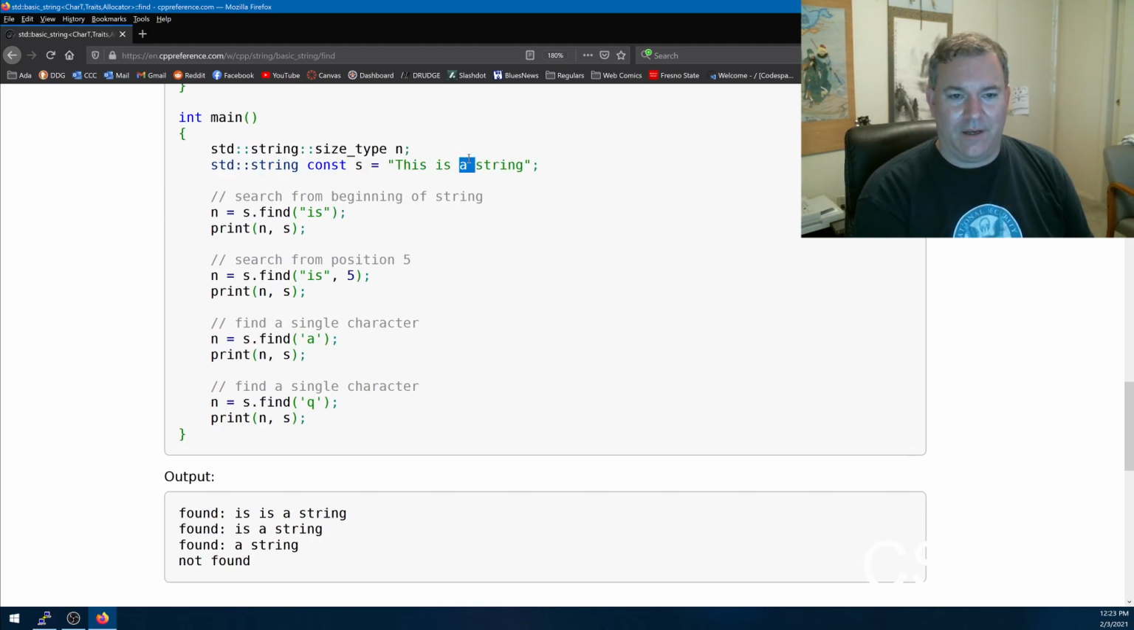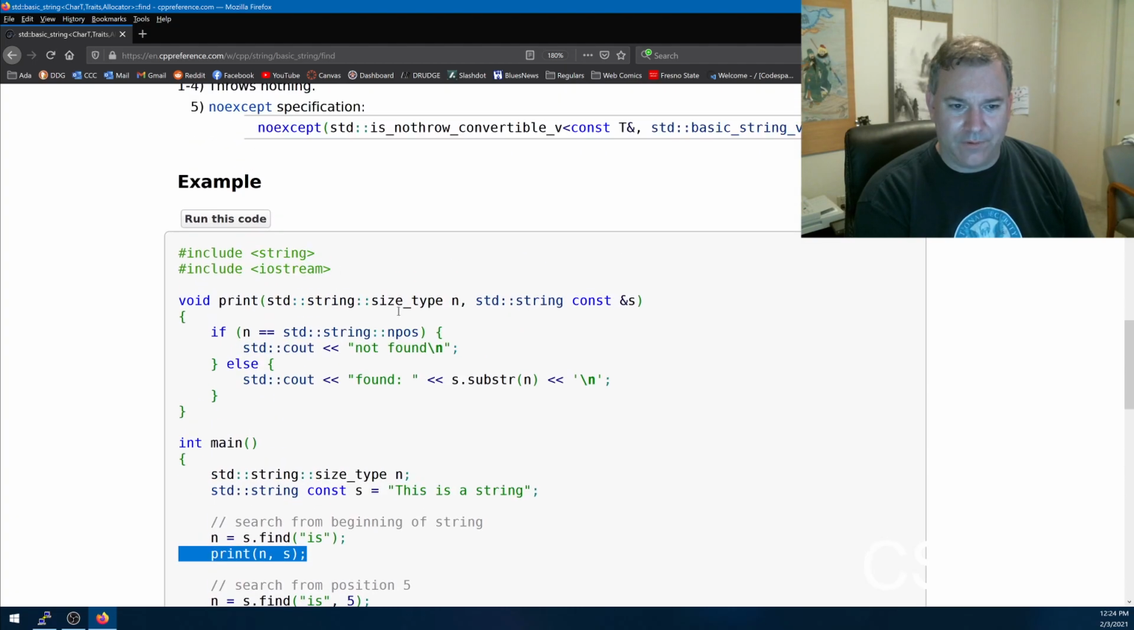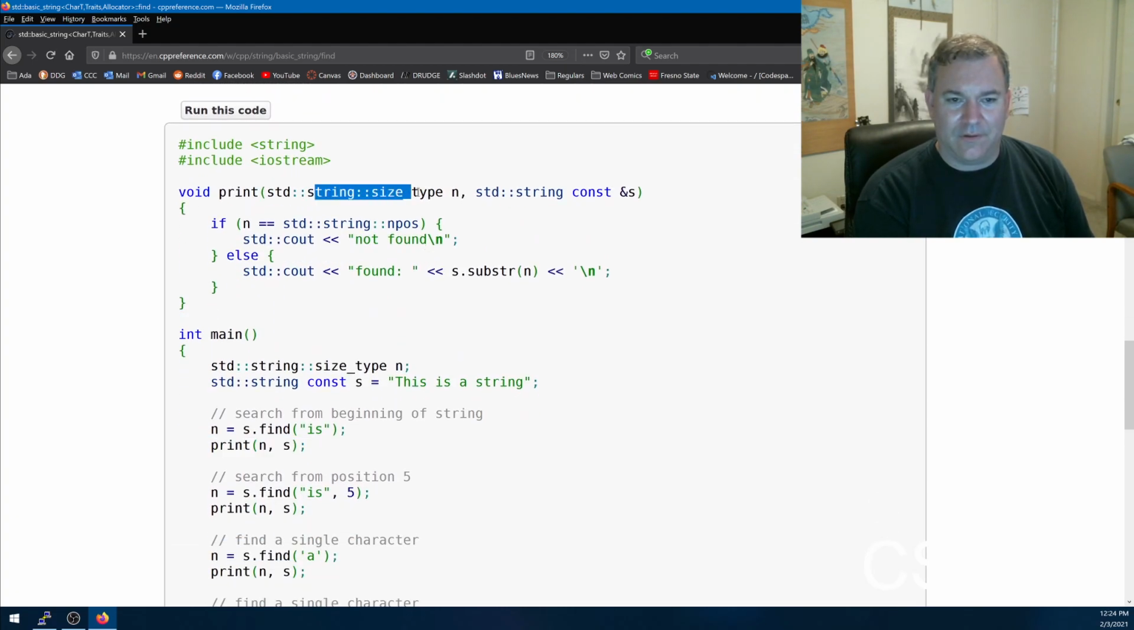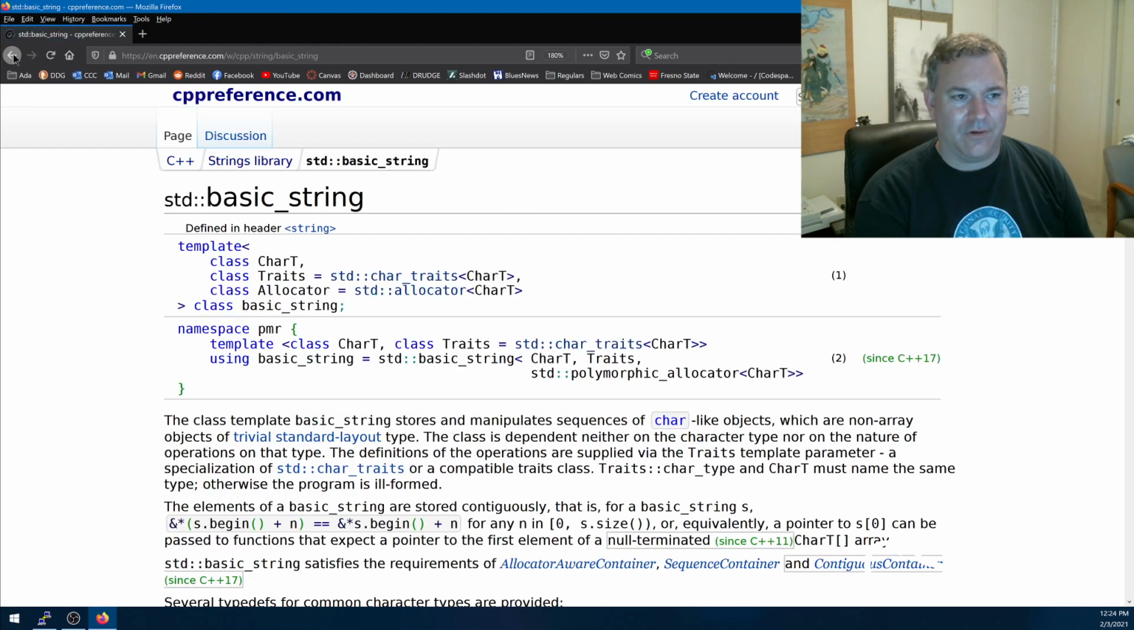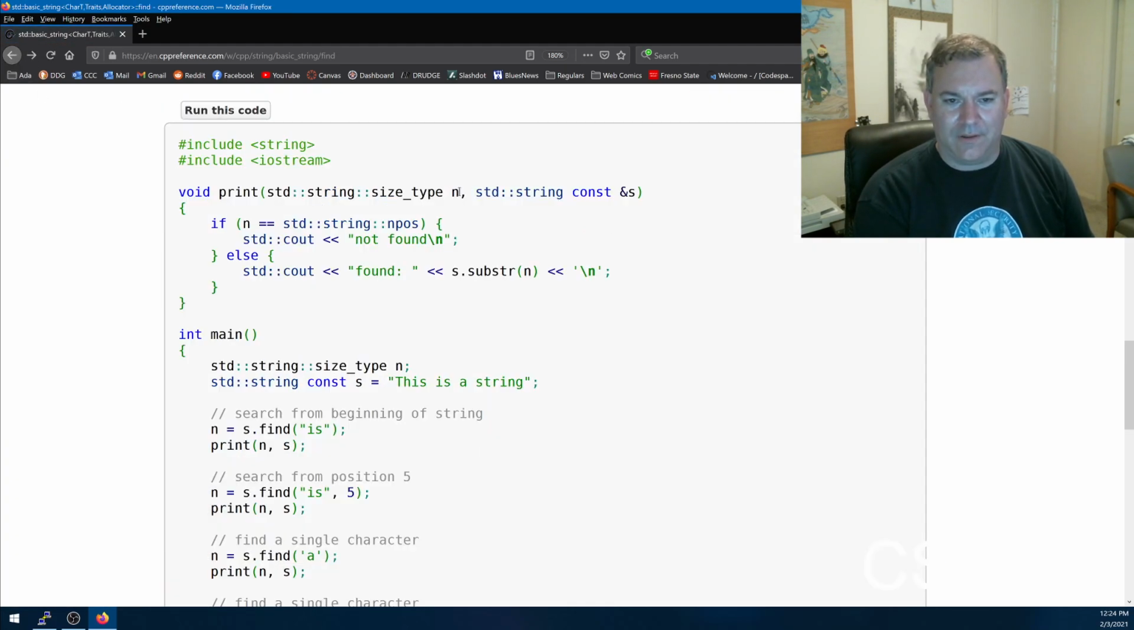So we've created a constant string called "this is a string," and it's going to find "is." So it's going to try and find "is" within that. And then it's going to call this print function. What does print do? Let's look at that. So it takes a size, okay, and a string. Oh, I should have clicked on that. And so it's going to print starting at n, I think. Yeah, found. Then it prints starting at n, that word. And then you can run it.